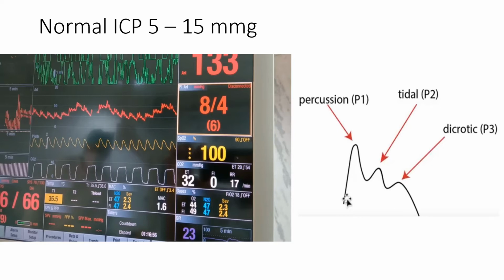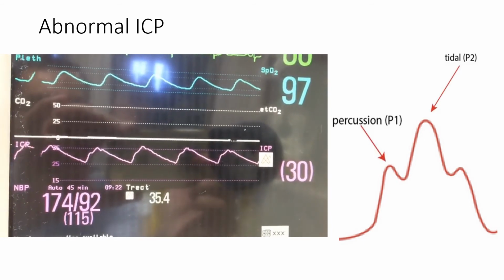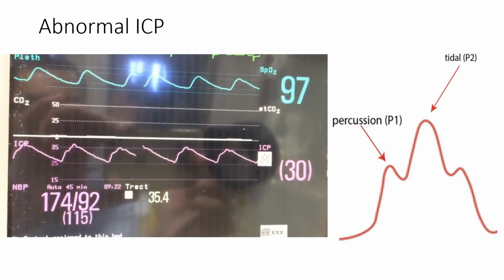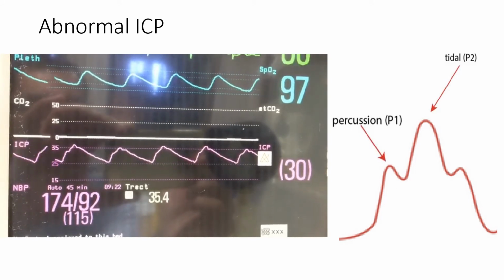Now what happens in a high ICP condition? In a high ICP condition, the P2 wave becomes higher than the P1 wave. Here you can see nicely that the P2 wave is higher than the P1, and the ICP here is 30 millimeters of mercury, whereas in the previous case it was only 8 millimeters of mercury.